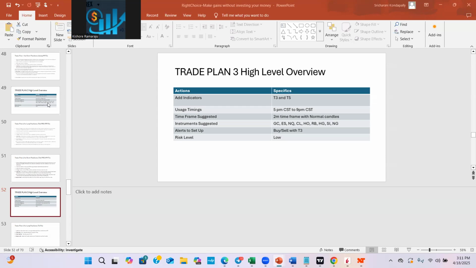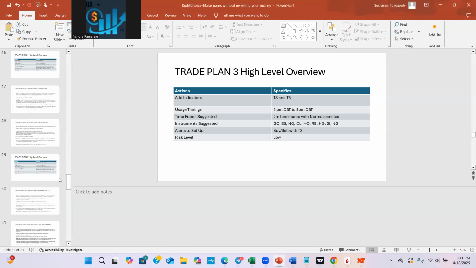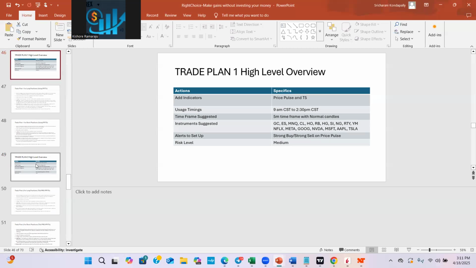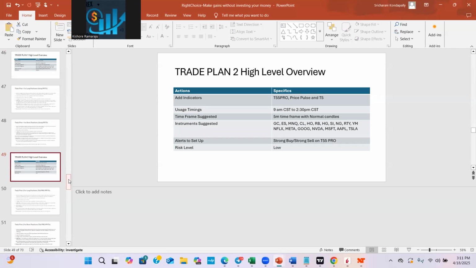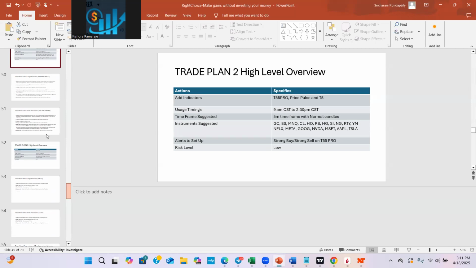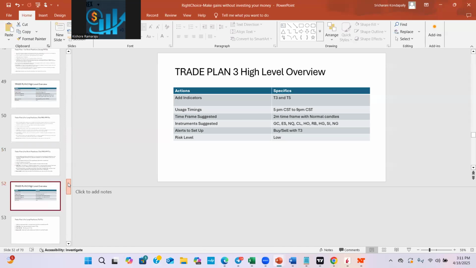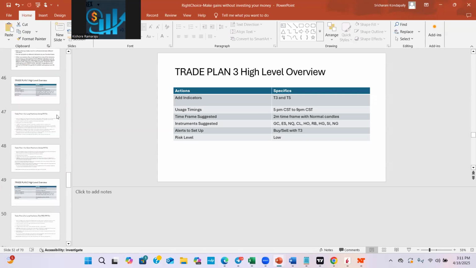For trade plan two or anything, you can have three indicator plan that will work. If you want to use all, you can have five indicator plan. Otherwise, for this one, three indicator plan will be sufficient. For this one also, you are using only two indicators. For this one, three indicators. For this one, you use T3 and T5 or T33 and T5. So yeah, these are the ones.